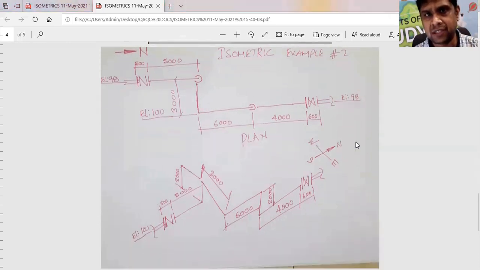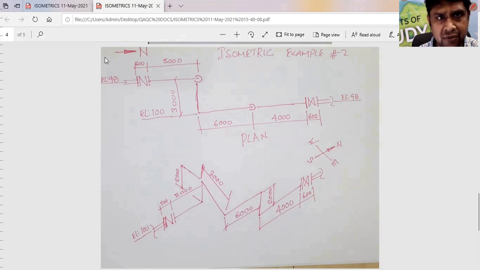How can you represent this in an isometric view? First, you need to fix the north direction. Here in this direction, you fix the north. And again, as I mentioned earlier, east is always on the right-hand side of the north. And opposite of east is west, opposite of north is south.